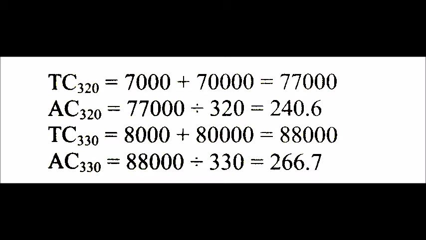So TC of 330 is equal to 8,000 plus 80,000, which is equal to 88,000. So AC of 330 is equal to 88,000 divided by 330, which is equal to 266.7. So after that, we've derived the cost table. So that's our cost table.